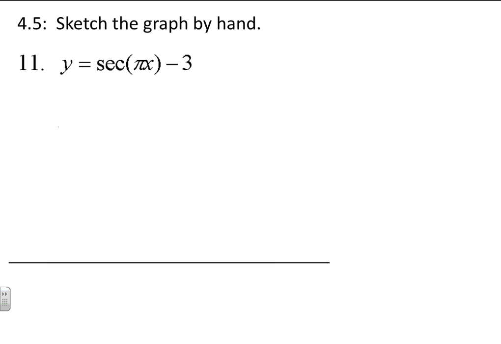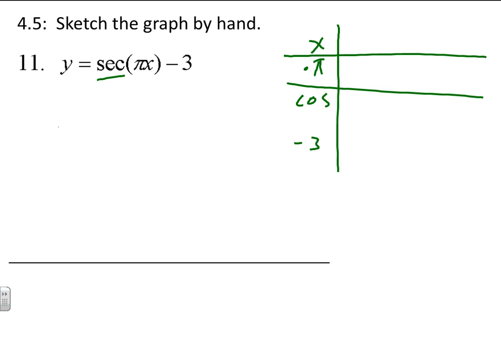I'm going to stamp this one, although I would suggest we could just draw a cosine graph, the reciprocal. The period now would be 2 pi divided by pi, or 2, and we'd move it down 3. But let's stamp this guy. I'm going to choose a value for x. I'm going to multiply by pi. I'm going to take the cosine. I'm going to subtract 3, and that's my chart.